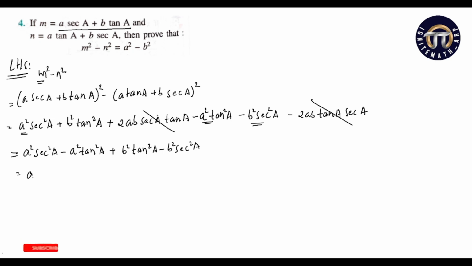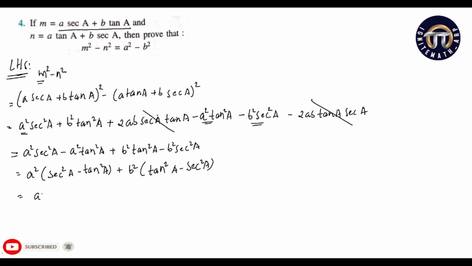So now I can take out a square common, then I'll be left with secant square a minus tan square a. Plus b square is taken common, then I'll be left with tan square a minus secant square a.